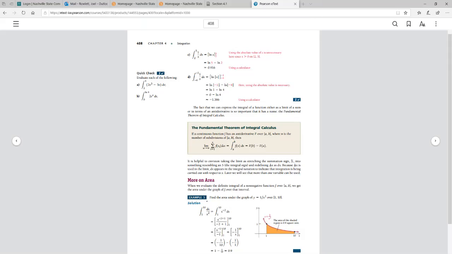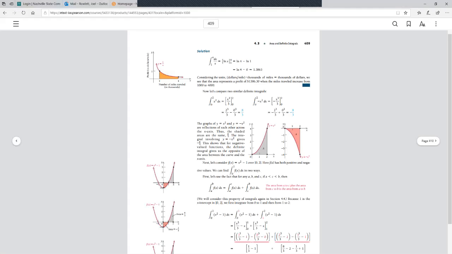Example 5, they just evaluated as x goes from 1 to 10. The function is 1 over x squared. It's this decreasing function here. And they just evaluated the integral, plugged in their bounds, and they figured out that the area of that region, that orange region here, is 0.9 square units. And if you would like more examples, you can take a look at the problems on page 409 and so forth. Notice that all of the problems we did, the graph is actually above the x-axis.